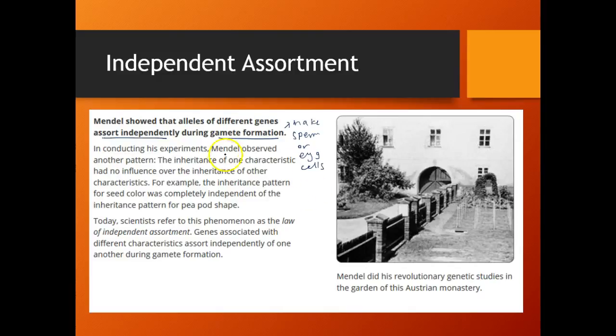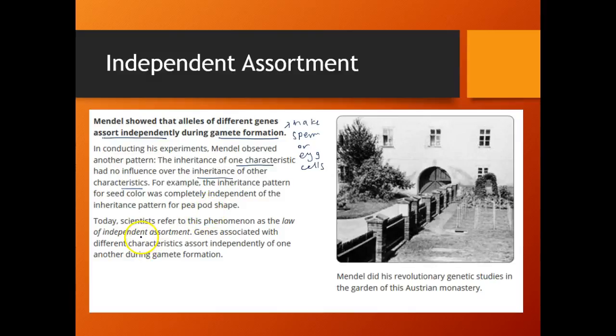In conducting his experiments, Mendel observed another pattern. The inheritance of one characteristic had no influence over the inheritance of another characteristic. So what that meant was the pea plants that had green seeds, that didn't mean that they had green pods. They could have green seeds and yellow pods, or yellow seeds and green pods, etc.